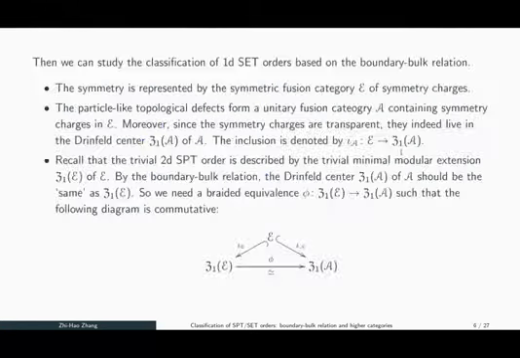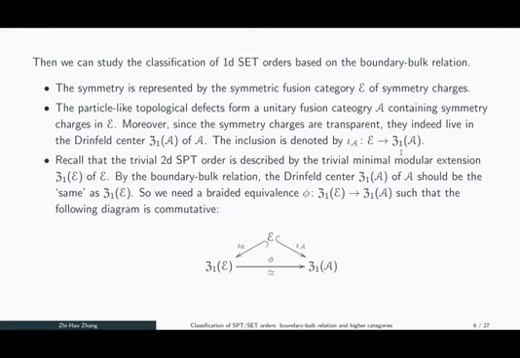So you use the results of classification of 2D SPT orders, right? Yes, and this result is obtained from gauging. Yes, the 2D SPT order is described by the minimal modular extension, the trivial one, the Drinfeld center.